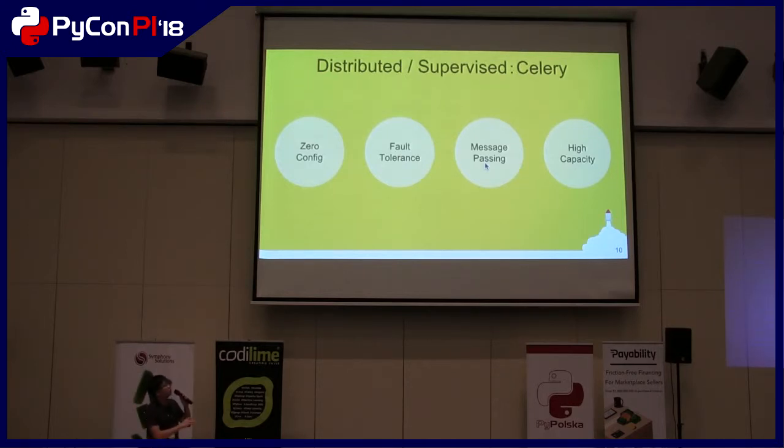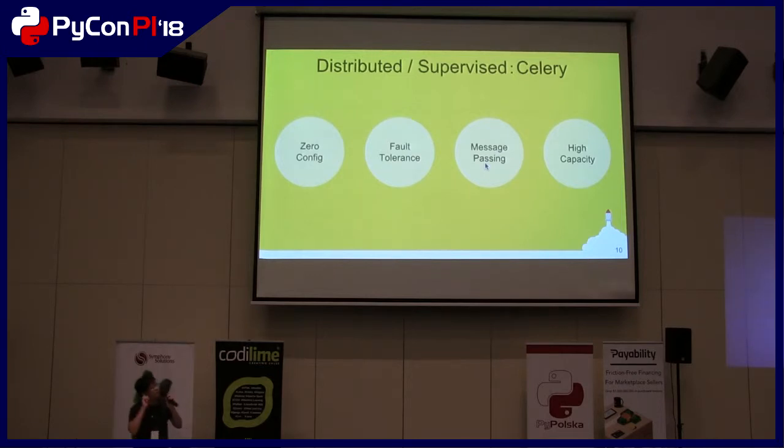So there are 4 good things about why I chose Celery. The first one is zero configuration. Yeah, it's very easy to use. You just import and use. And the second one is fault tolerance. In Celery, there is a good mechanism that you can handle all of the errors when your job fails. So you don't need to worry about if some worker died and what can I do? Celery does it for you.